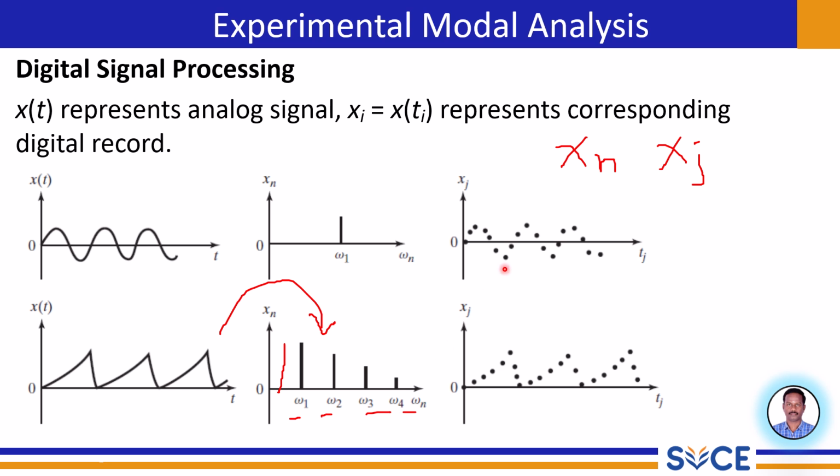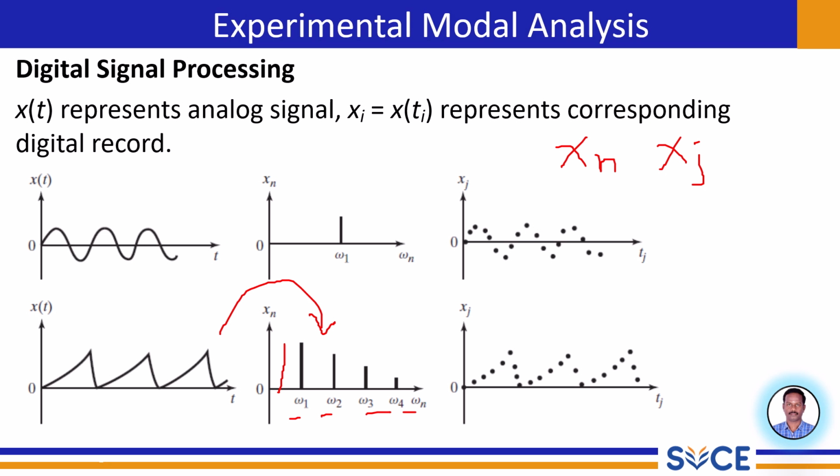Similar to that, the plot on the extreme right of the second row shows sampled values of the sawtooth analog signal at discrete time points. Again, the digital record is a series of discrete values that approximate the original continuous signal.